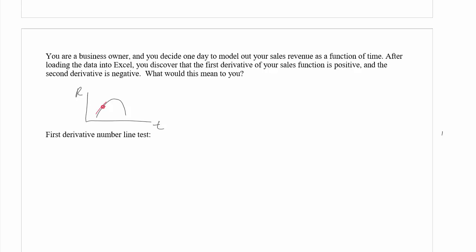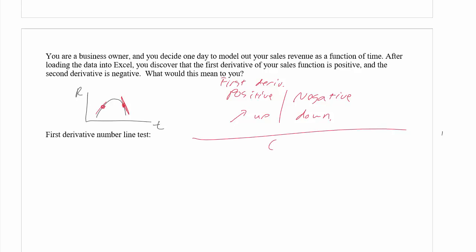Remember, in this section what we talked about is if a first derivative or a velocity is positive, that means your graph's going up. Positive means your graph's going up. If it is negative, then that means your graph is going down because your tangent line has a negative slope. And again, for concavity, if you have a positive second derivative, it means you're concave up. And if you're negative, it means you're concave down.